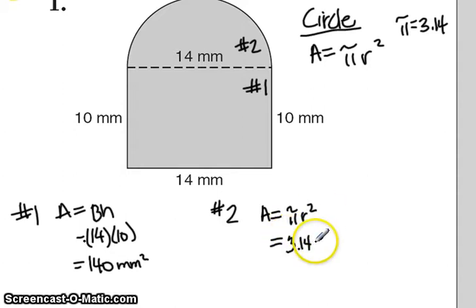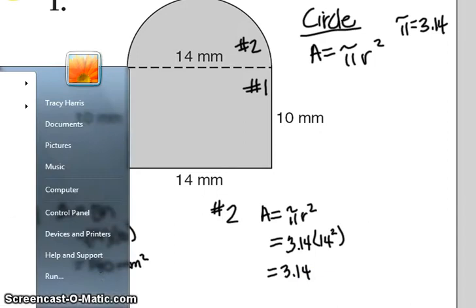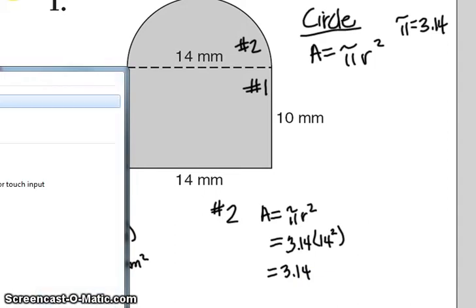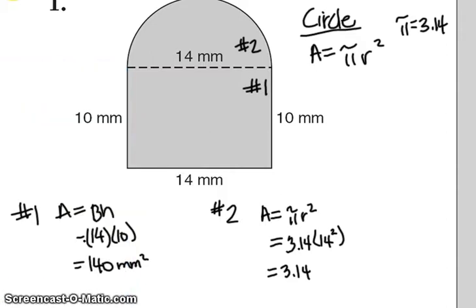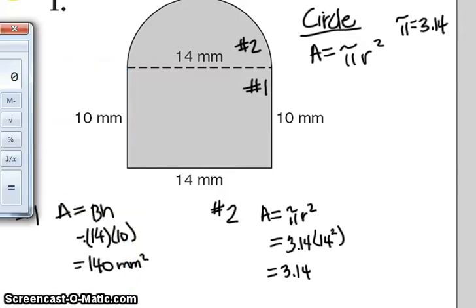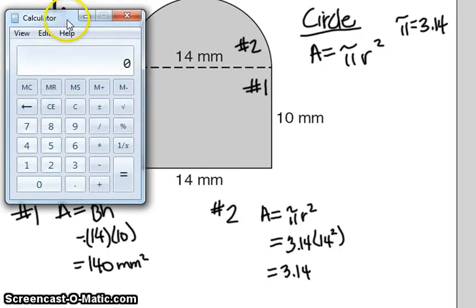3.14 times 14 squared. So I'm going to take 3.14. I'm going to pull up a calculator over here. Area with a circle, it's always good to use a calculator. Sorry, you see a couple things flashing over here on your screen. Okay, so let me pull my calculator over.